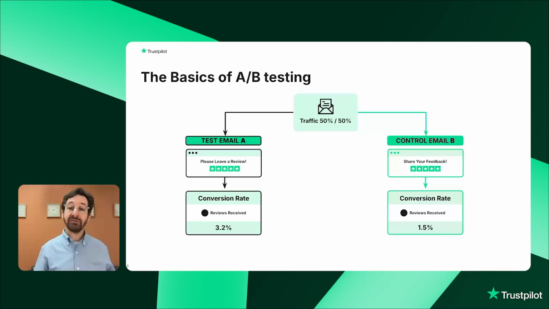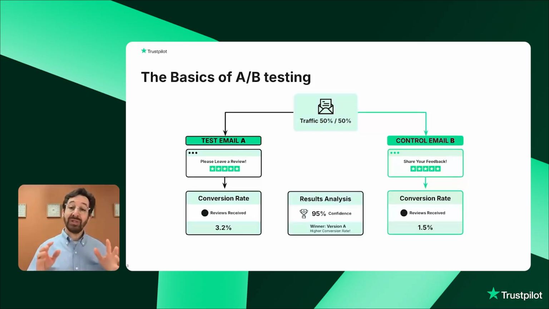Now, as we collect results, we're always looking at how much test data we have and our confidence that the results are statistically significant. As soon as we detect a statistically significant result, we can declare a winner of the test.